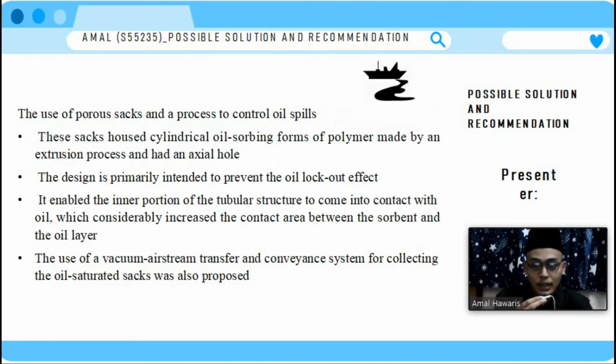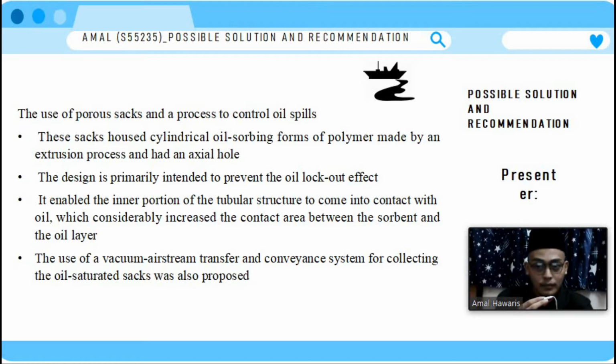Next is the use of a process to control oil spills. The sack houses cylindrical oil-sorbing foam of polymer made by an extrusion process and has an axial hole. The design is primarily intended to prevent the oil lockout effect. It enables the inner portion of the tubular structure to come into contact with oil, which considerably increases the contact area between the sorbent and the oil layer. The use of a vacuum extraction transfer and conveyance system for collecting the oil-saturated sack was also proposed.